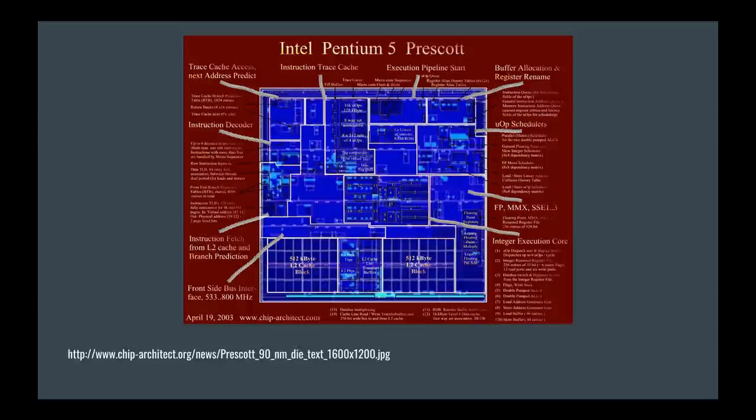Recognize that this picture is of an Intel Pentium 5, so this is very old. The current ones are the Cores and the Xeons. The Pentium 5 was just a single discrete CPU on its own, on a die, on a chip that was in a computer.